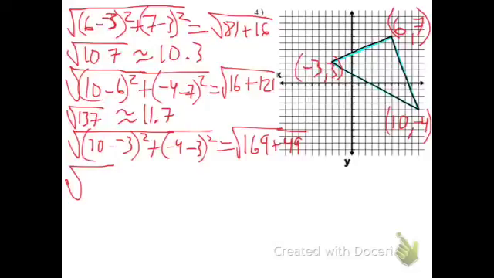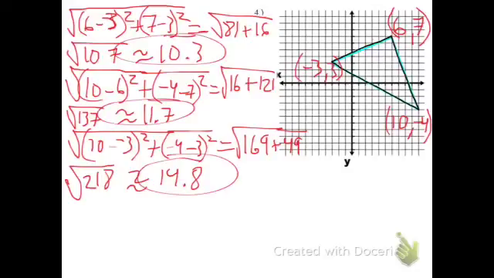Let me add that on my calculator. I want to just get it done fast. So 169 plus 49 is 218. And if you approximate the square root of that, that's about 14.8. And now we have all 3 lengths. Add them together, and you'll get the grand total here, 10.3 plus 11.7 plus 14.8, which is 36.8, approximately 37 units. So that's the front side, the perimeter problems.